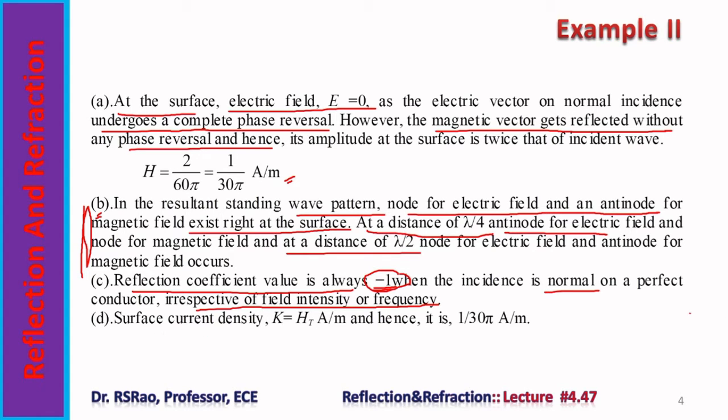Surface current density. See, when wave falls over a conductor, certain currents flow over the surface. So the surface current density of those currents, K, is equal to H_T. Here T stands for tangential component of magnetic field. It is therefore 1 by 30 pi amperes per meter. H_T means tangential component of the magnetic field that exists at the surface. At the surface there exists incident plus reflected too. So 1 by 60 pi plus 1 by 60 pi. Their anti-node formation, therefore it becomes 1 by 30 pi amperes per meter.